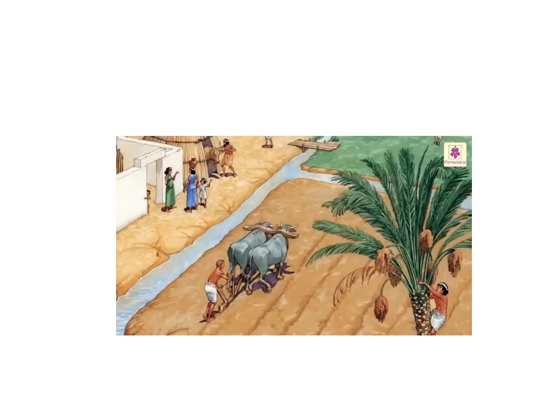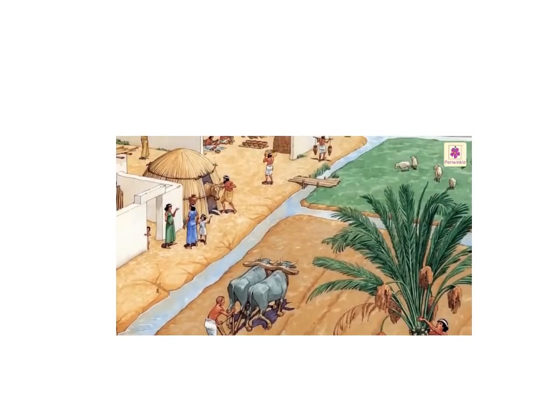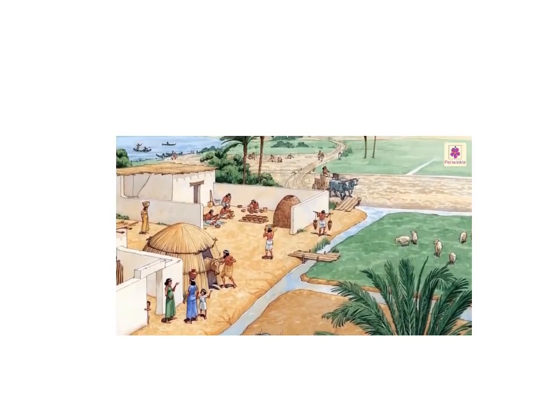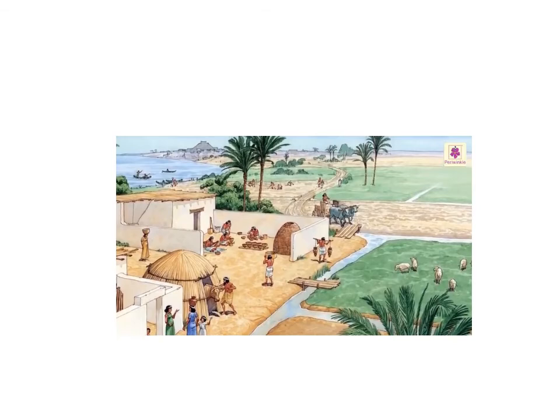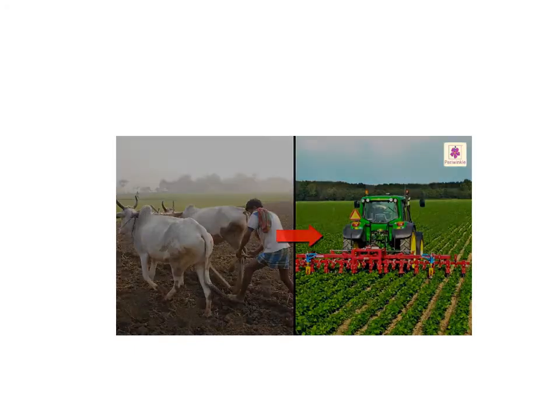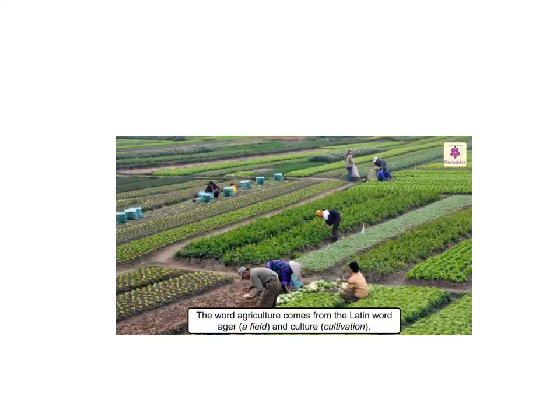For thousands of years, men have been growing crops because they could not live off wild fruits, berries and wild animals. Gradually, over the years, they learned and developed the best ways of growing crops. The word agriculture comes from the Latin word ager, meaning a field, and culture, that is cultivation.